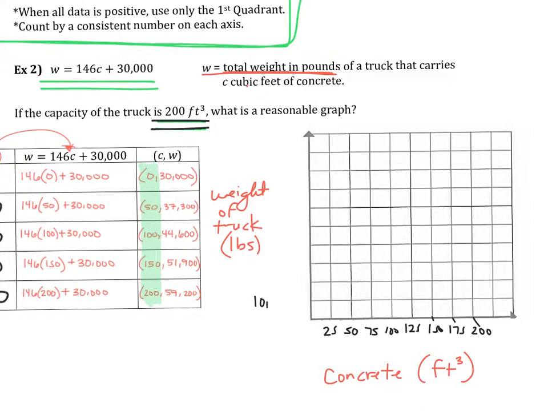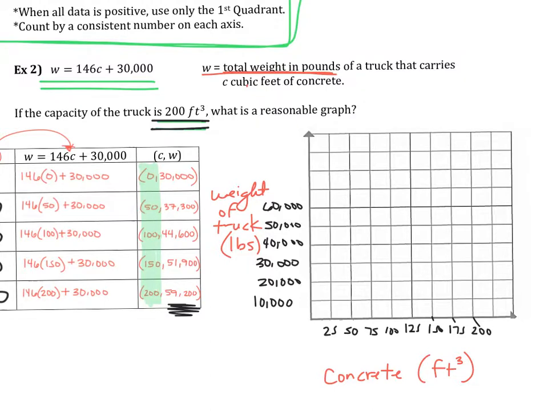I'm going to make this 10,000. I'm going to make this 20, 30, 40, 50, and 60. Okay, why am I stopping at 60? Because there's nothing beyond 60, right? The highest we went is 59.2.